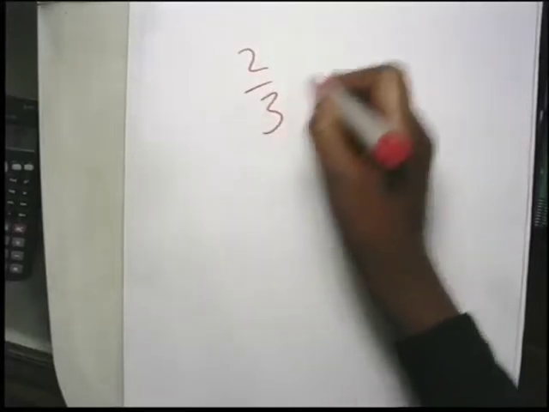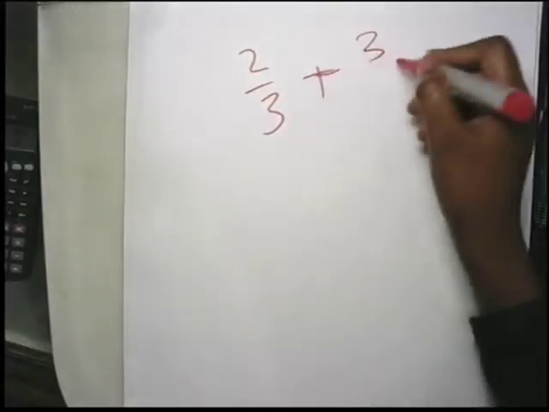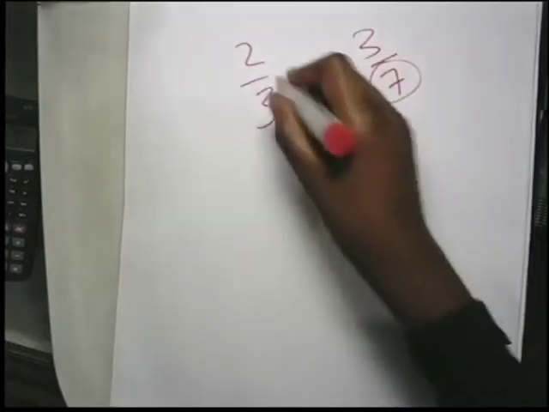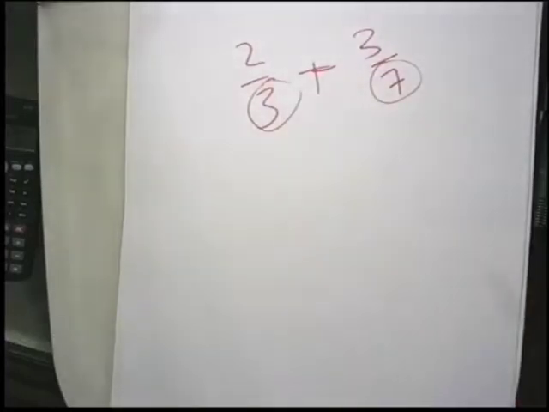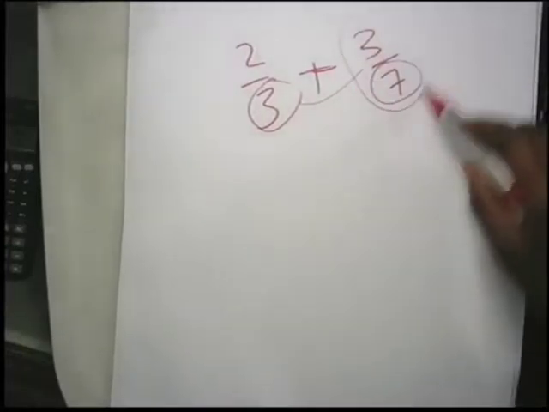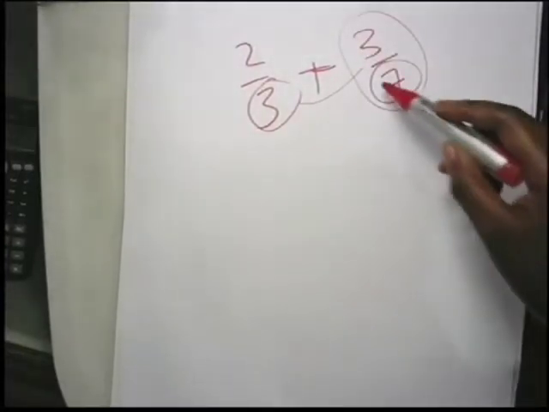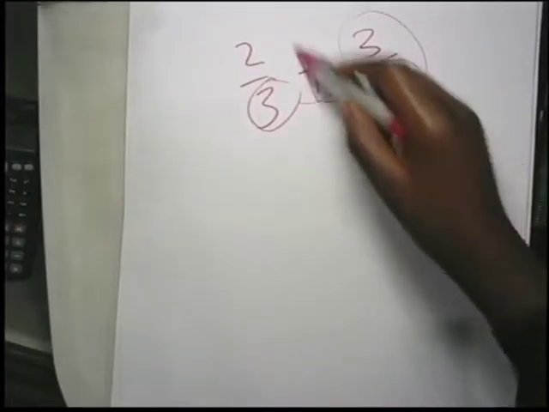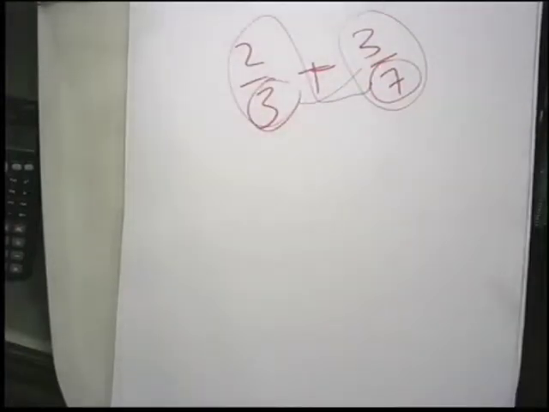For example, we have 2 over 3 plus 3 over 7. These denominators are not the same. They have to be the same for you to add the numerators. Now how do we make the denominators the same? Just multiply the denominator of the first fraction with everything in the second one, and then the denominator of the second one with everything in the first. Then you see that your denominator will be the same.